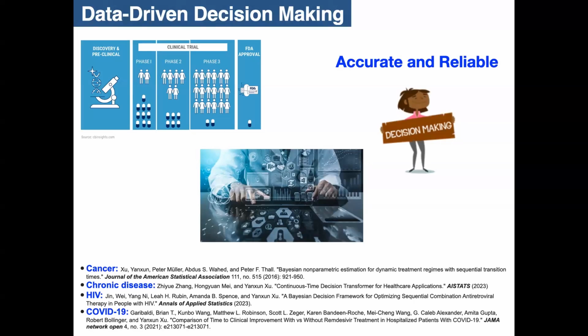Okay. Sorry. Yeah, so my team has been developing methodologies for different applications about sequential decision making. For example, like in cancer and chronic disease, HIV and COVID-19. And today I will focus on the HIV. Okay.